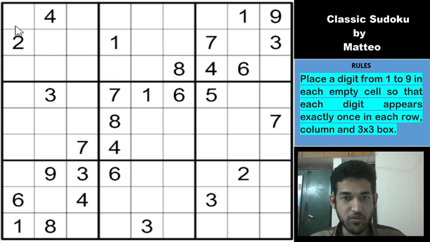The rules of the Sudoku are standard classic rules. Each row, each column, and each 3 by 3 box in the grid will contain the digits from 1 to 9 without any repetitions. So having said that, we'll start solving this Sudoku.